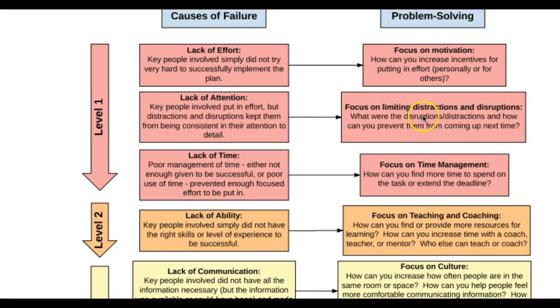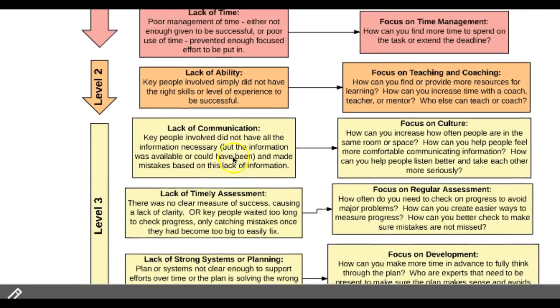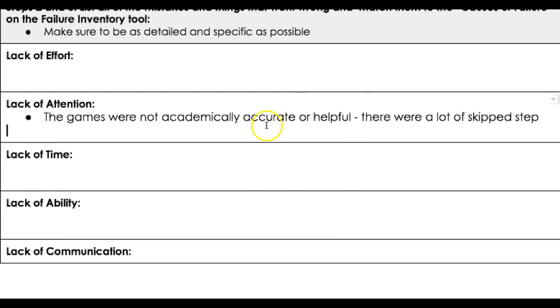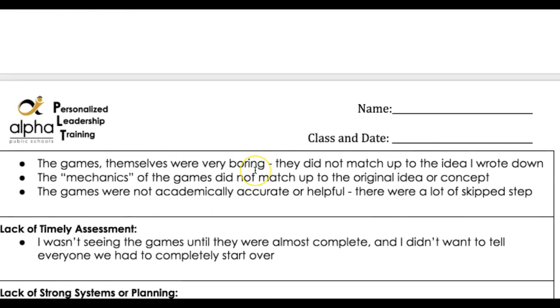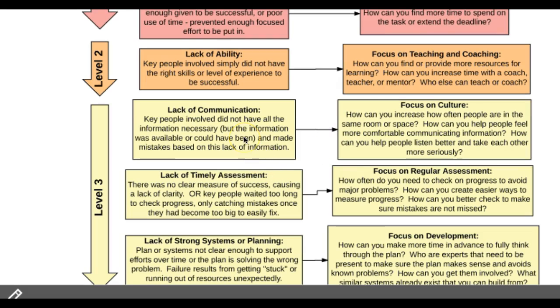So it turns out it wasn't disruptions or distractions that caused the problem. It was communication. So I'd actually then say, oh, okay, and just jump down here and again solve the next thing in line, which in my case, if you look at it, right, lack of attention, then it's not time, ability. It comes to lack of attention or communication. So basically, things weren't lining up. So key people involved did not have all the information necessary and made mistakes based on this lack of information, right? So it wasn't getting communicated.